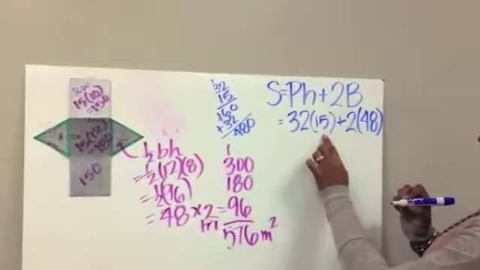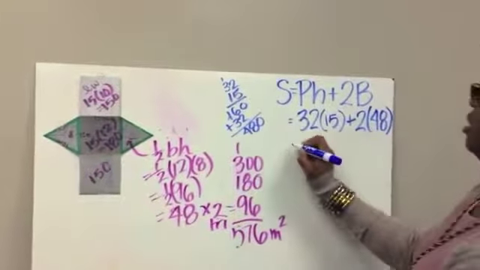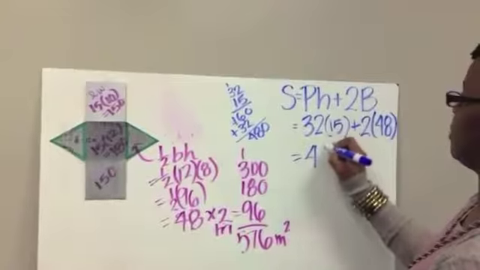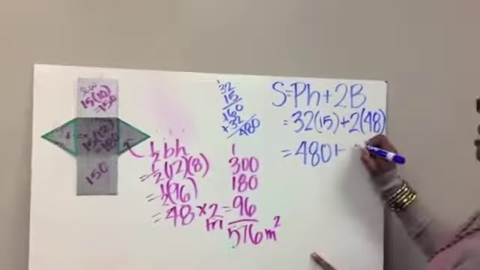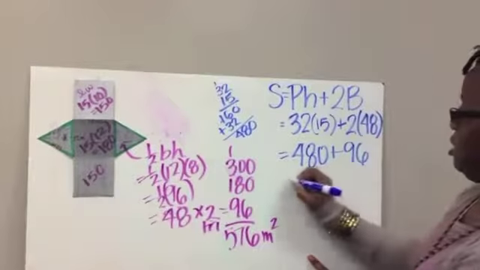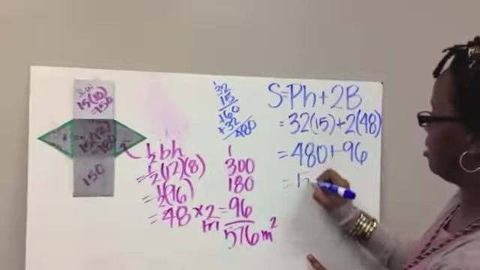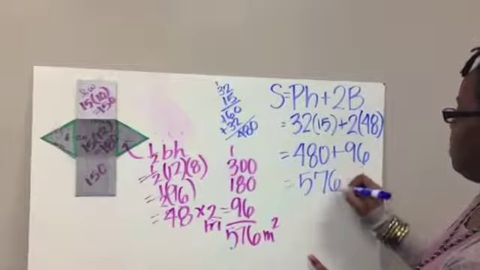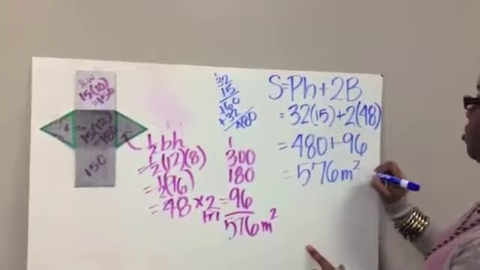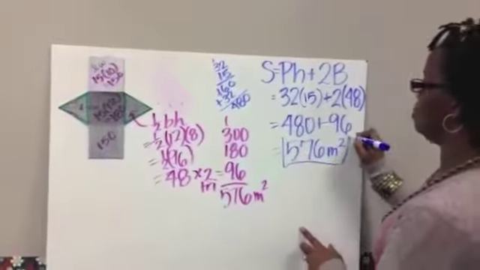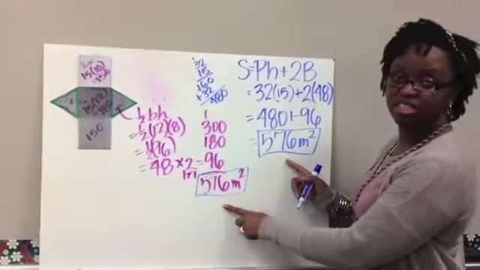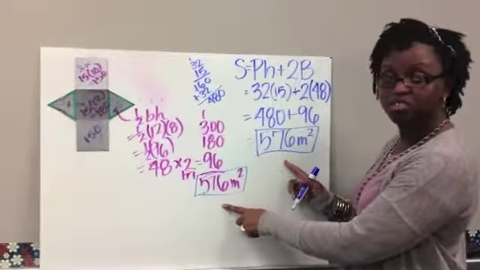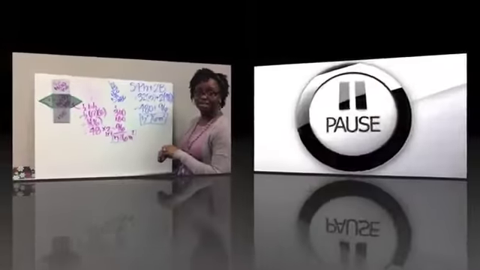Okay, so 32 times 15, I've done my math here, is 480. Plus 2 times 48 is 96. And add those two together to get a surface area of 576 meters squared. So again, use the nets or use the formula, and you still get the same surface area. Choose which works best for you, and go ahead and try the fourth example.